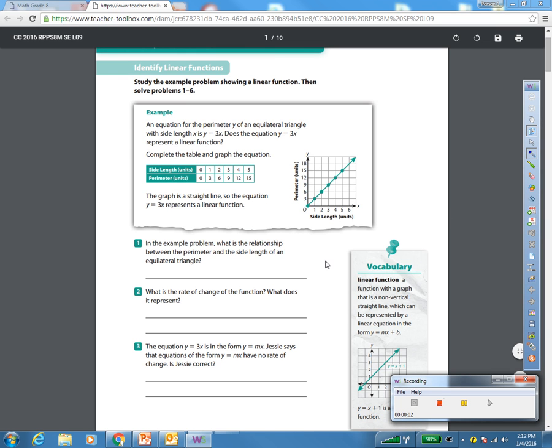Hi class, this is help with homework pages 91 and 92. So start by reading through the example with the triangles here and looking at this function. You can pause it until you've read through the example.